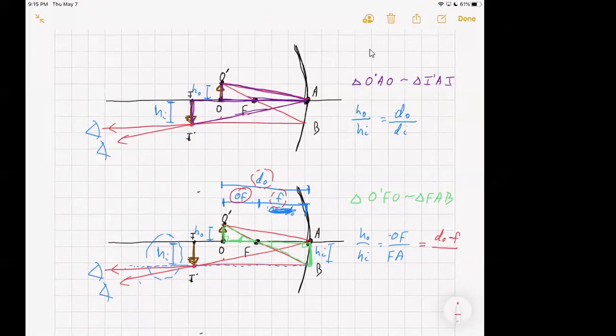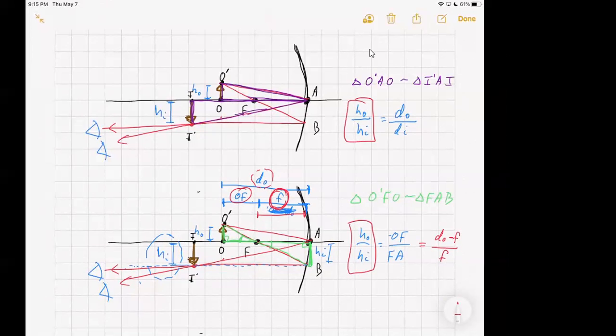And then we have this FA. Well, FA is just the distance from here over, which is in fact the focal length. So now we can go ahead, and we have two things that are equal to each other.